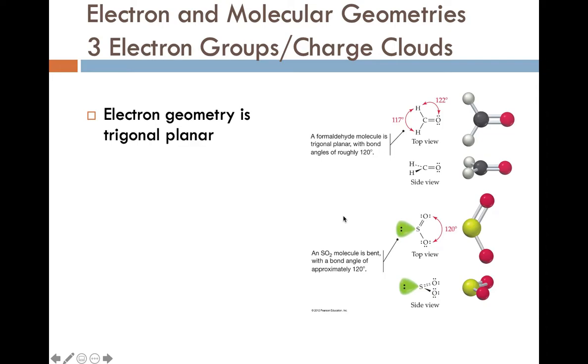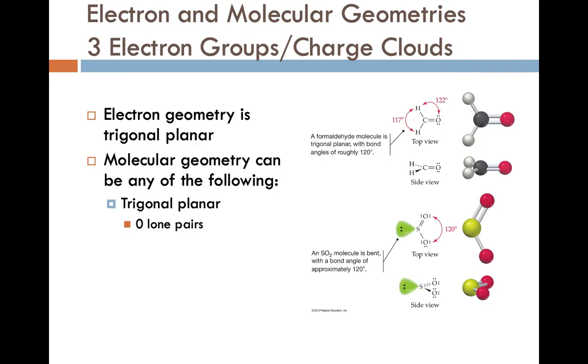Now, for molecular geometries, we have a couple different possibilities. If there's no lone pairs on the central atom, which is what we see here in formaldehyde, the molecular geometry is also trigonal planar. But as soon as we start adding lone pairs, that molecular geometry will change. Here we have an example of SO2, which does have a lone pair on the sulfur.